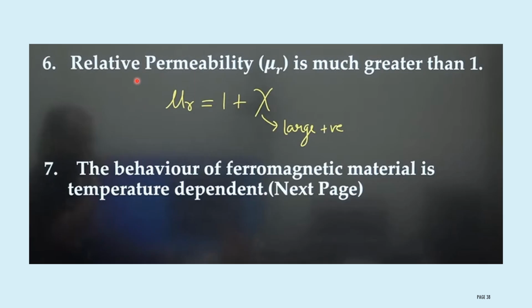Next one, relative permeability, mu r, is much greater than 1. You know the formula, mu r is equal to 1 plus zeta. Zeta is very large, therefore the value of mu r will also become very large. Then seventh one, the behavior of ferromagnetic material is temperature dependent. Let us discuss in detail on the next page.